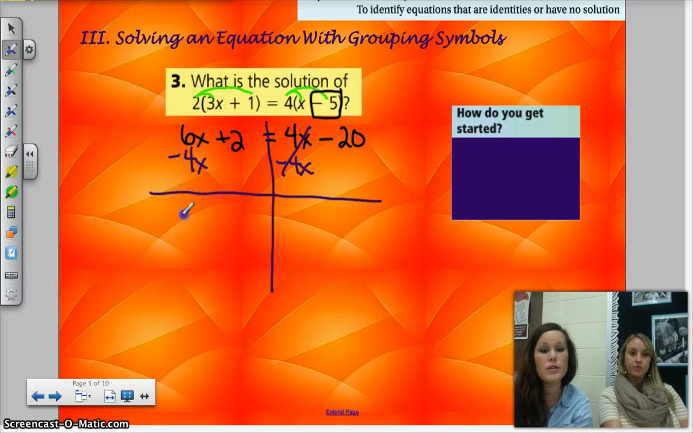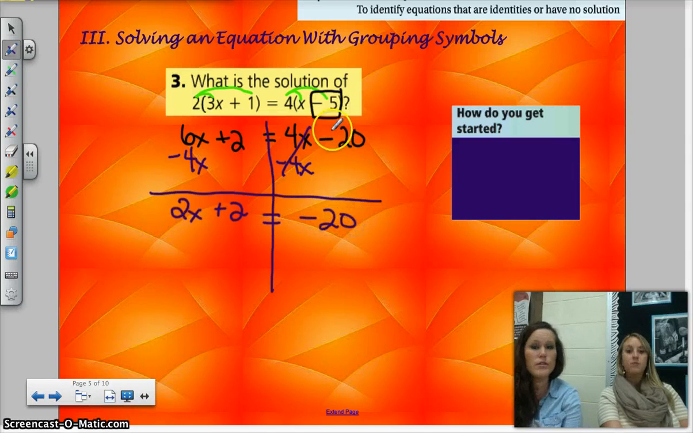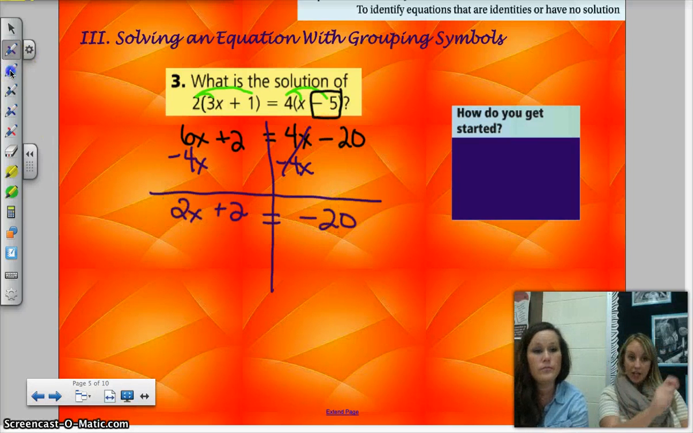All right. So we're going to subtract. We get 2x plus 2, bring that guy down, equals negative 20. Several of you guys will forget to bring that minus sign down. You've got to bring it down. So if you need to circle the 20 and then the sign in front of it, feel free to do that. That shows you it's a negative 20. All of it comes down.